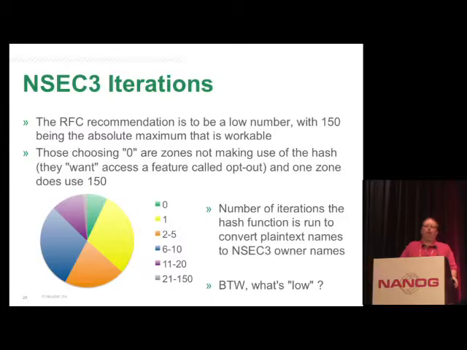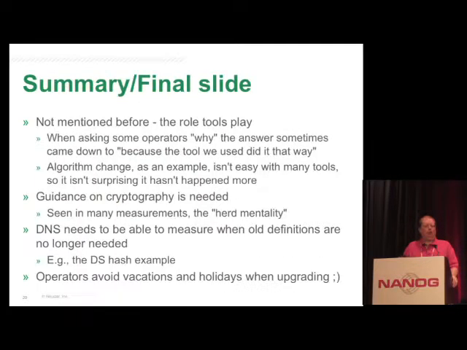The yellow starts with those who do 1, 2 to 5, and you get through half of them already. 6 to 10 is the next big slice. The interesting thing in the document is that it says don't go above 150, and somebody does 150. So apparently someone scanned the document and said, oh, I see a number, 150, let me use it. That's a guess. I've never been able to talk to that TLD. Again, the word low is relative. Is 1 low, is 6 low? Who knows? So we have these different interpretations out there.